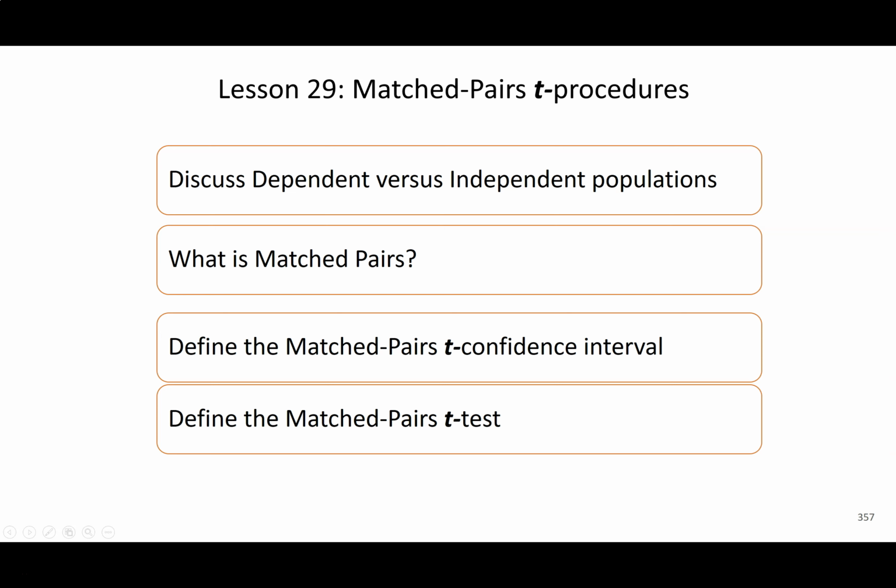Welcome to Lesson 29. So we're going to talk about the matched pairs T procedures. In Lesson 28, we talked about when we had two independent populations. Now we're going to talk about having two dependent populations. So first we're going to define what that is, and then we're going to go into how to do a confidence interval and hypothesis test for this situation.